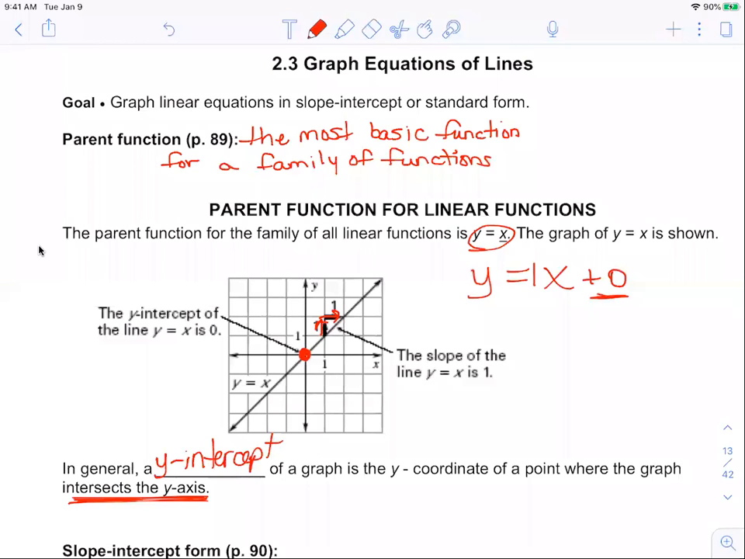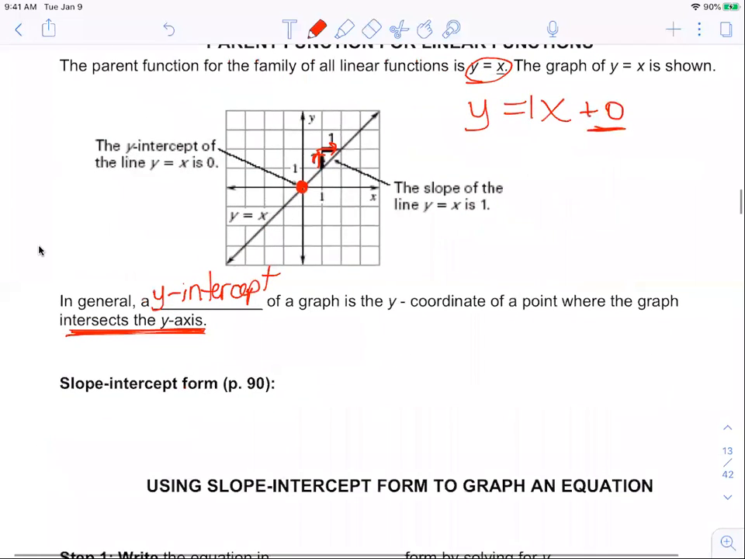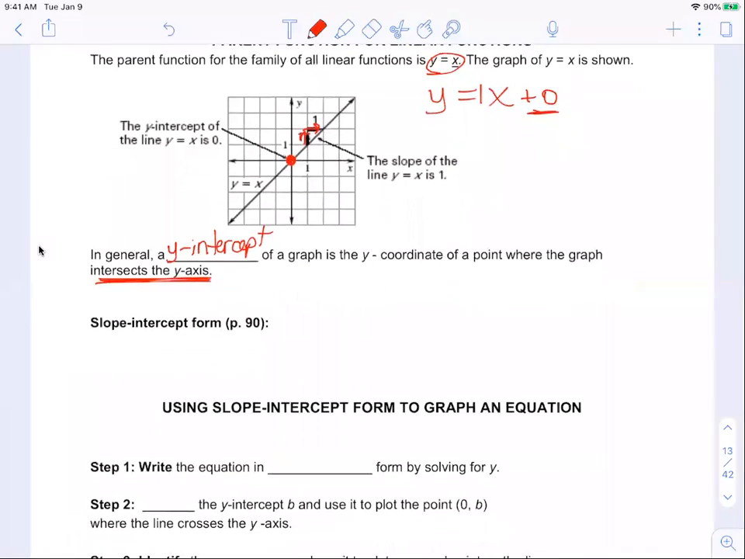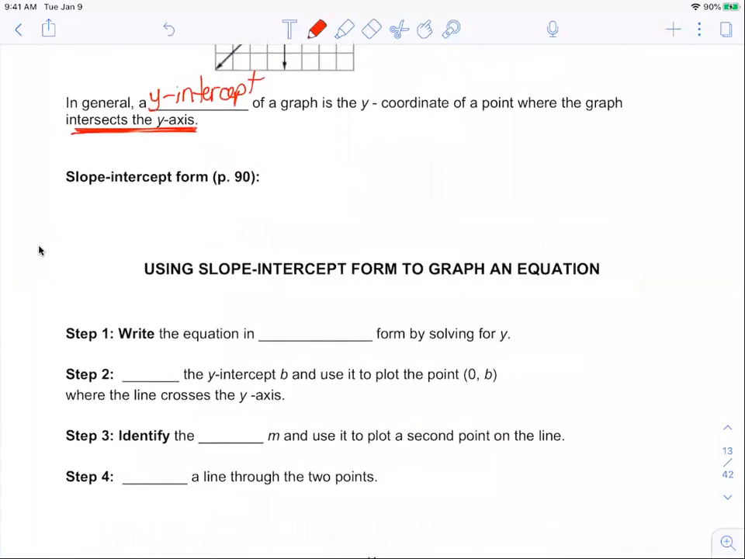So there are important pieces of graphs. One would be the steepness of the graph, or the steepness of the curve. The other part is where is it crossing the y-axis. Those are 2 important parts of the graph. There's a third part that would be where is it crossing the x-axis, and we'll talk about that later as well. But a y-intercept is the y-coordinate of a point where the graph crosses the y-axis. So it's the y value. How about slope-intercept form? Anybody remember what slope-intercept form is? What does it look like? Annabelle, do you remember what slope-intercept form looks like?